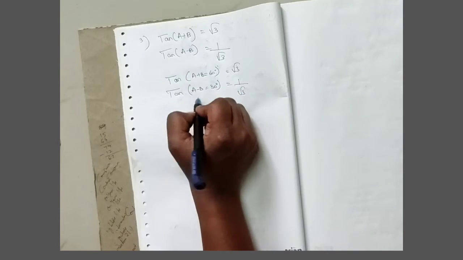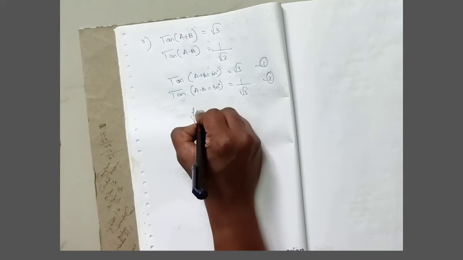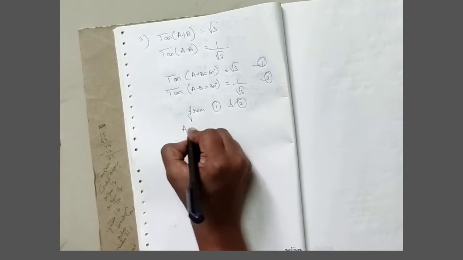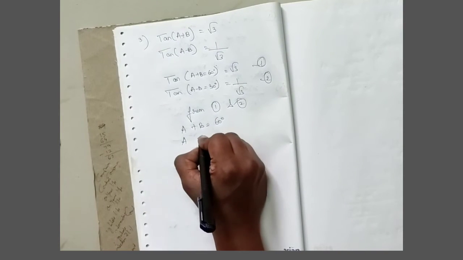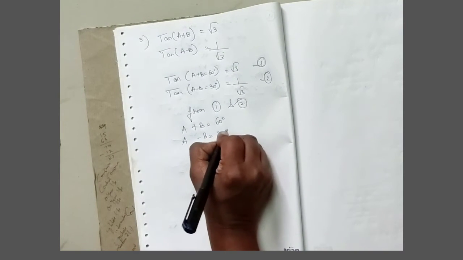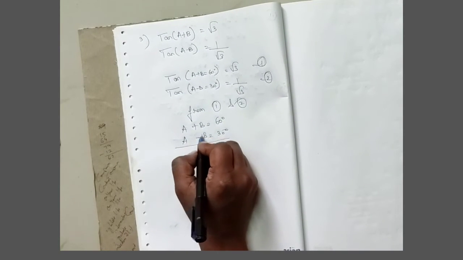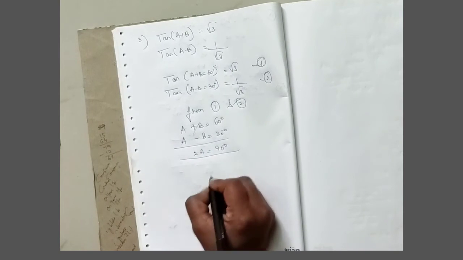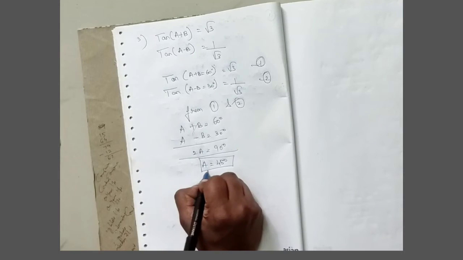We'll form an equation with these 1 and 2. So from 1 and 2, a plus b equals 60 degrees, a minus b equals 30 degrees. If you add these two, plus b and minus b will get cancelled. 2a is equal to 90 degrees. So a equals 45 degrees. We have derived a as 45 degrees.